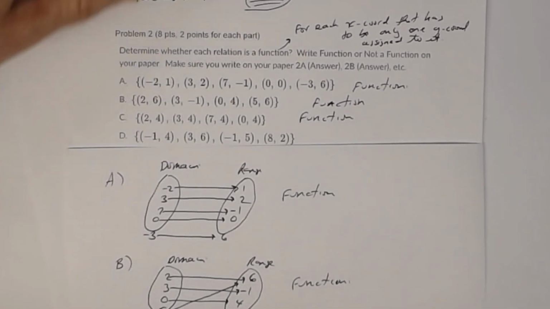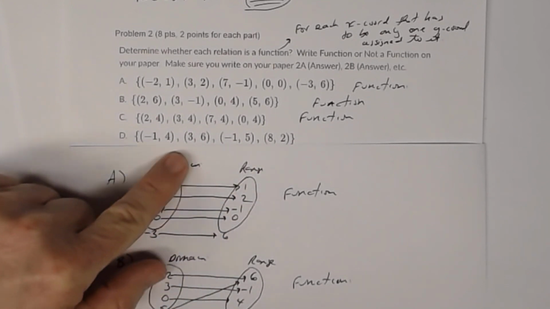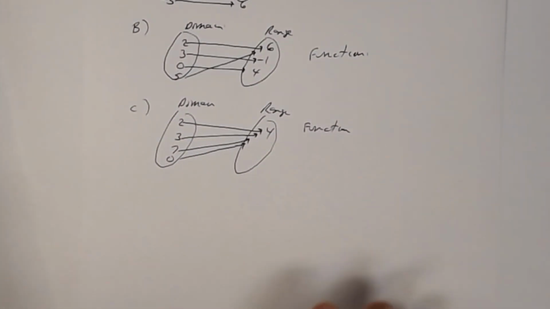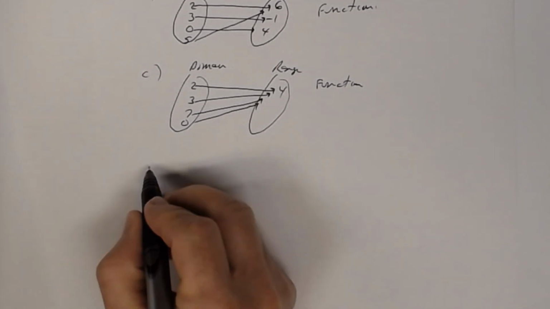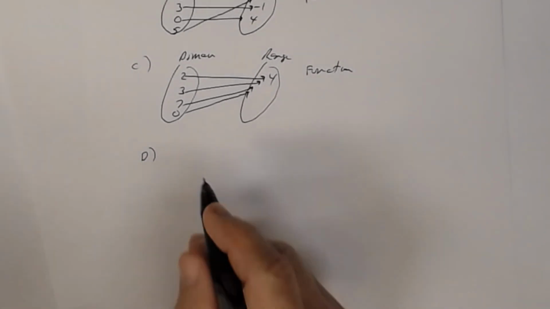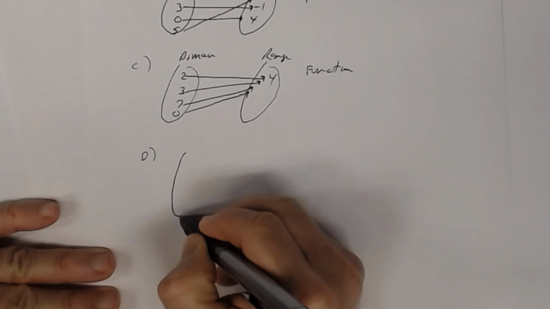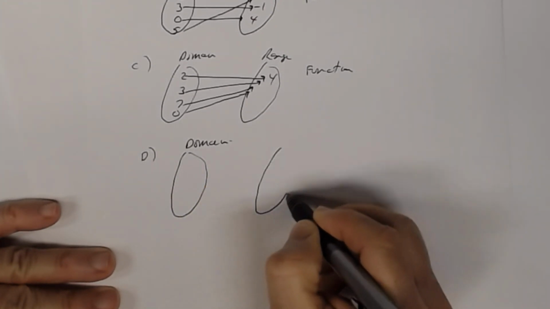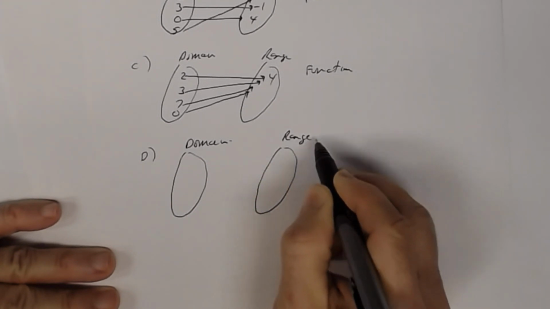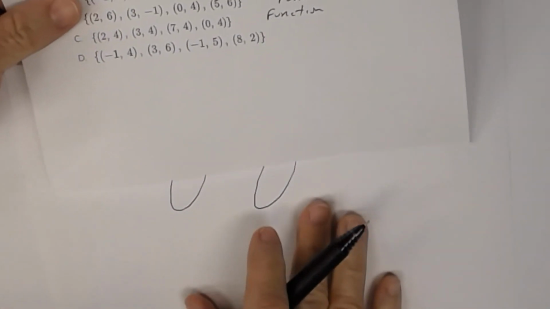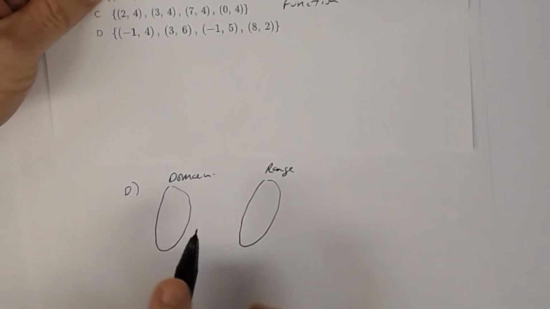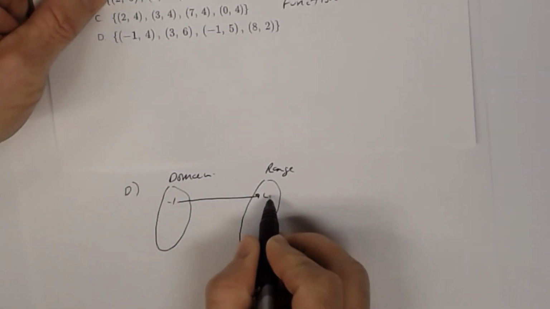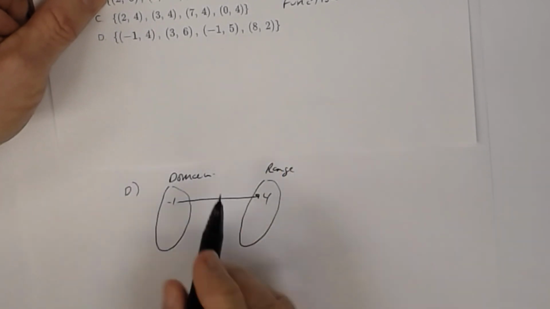All right, letter D. So we have this relation here. Let me go ahead and move this part up here. So this is letter D. We're going to use the same idea, a mapping. So domain and then range. When x is negative 1, my y value is 4. When x is 3, my y value is 6.